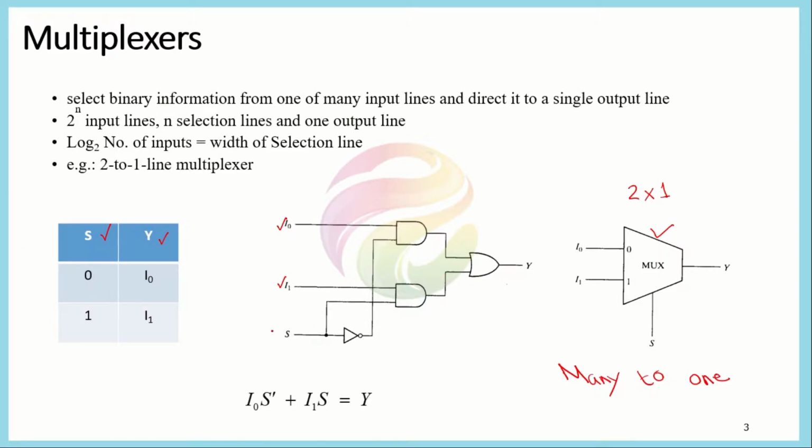This means that when S is equal to 0, the output is connected to I0, the first input. When S is equal to 1, then the output is connected to I1, which is the second input. So in this way, for a given value of S, we can select different inputs of a given system and then connect these inputs to the output. We can develop a circuit for when S is equal to 0, and similarly for when S is equal to 1.